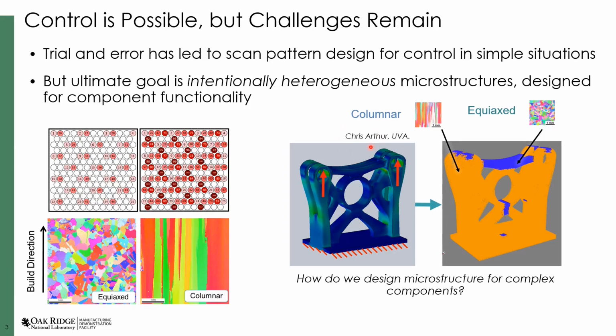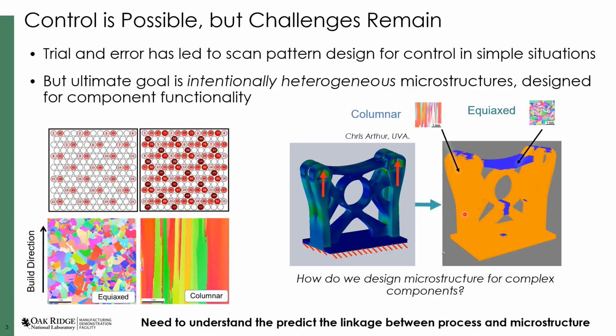So this is an example of some work done by a summer student named Chris Arthur, where he did a finite element model for a simple bracket and showed that we could get better performance if we had equiaxed grains in some regions and columnar grains in other regions. However, it's quite challenging to be able to do this for these complex geometries. So we have to take a closer look at how to be able to predict these linkages between process and microstructures so that we can design processing strategies to give us this distribution of microstructures that we're most interested in.